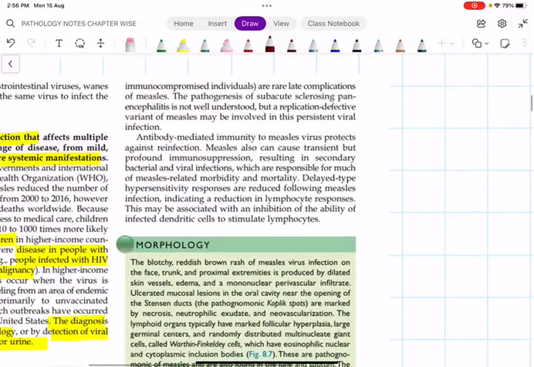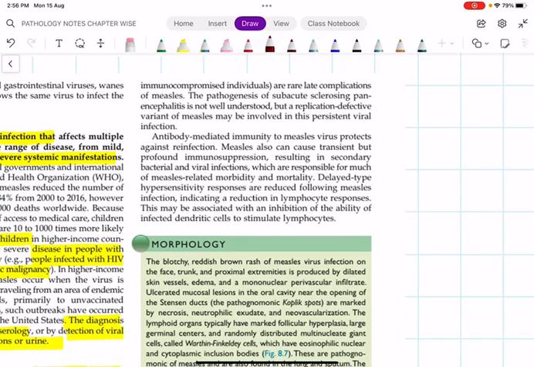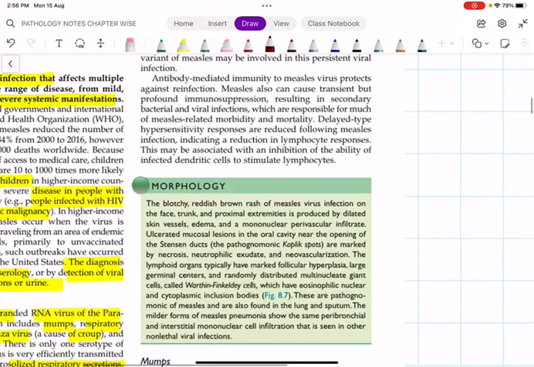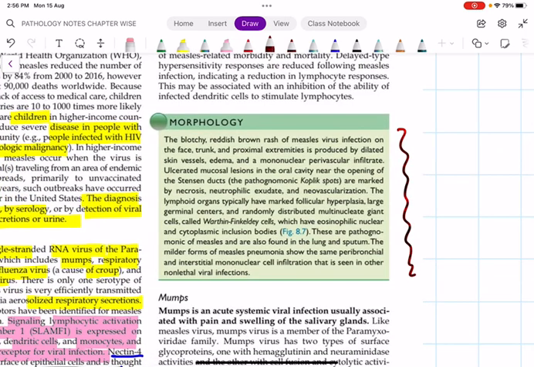Okay, fine, and remember. That's it. Then coming to the morphology. Yes, this is the part you have to focus on as far as pathology is concerned.